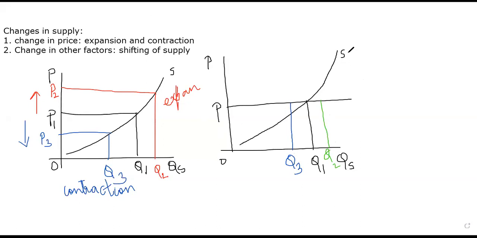So rightward shift of the supply curve is an increase in supply, okay? If the supply curve is shifting to the right, it means there is an increase in supply. At the same price, the seller can supply more, and at the same price, the seller can supply less. When the seller is planning to supply less at the same price, it means the supply curve is shifting to the left. Supply shifting to the left causes lesser supply. Supply curve shifting to the right causes an increase in supply. What could be the possible reasons?